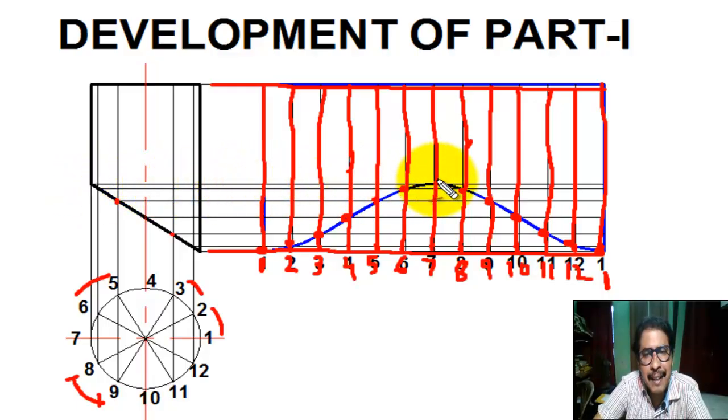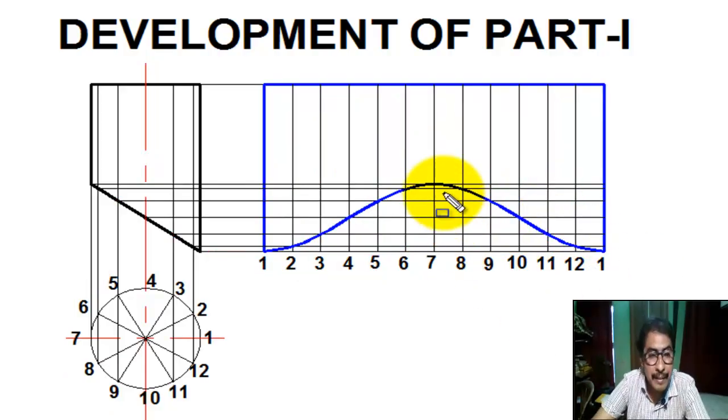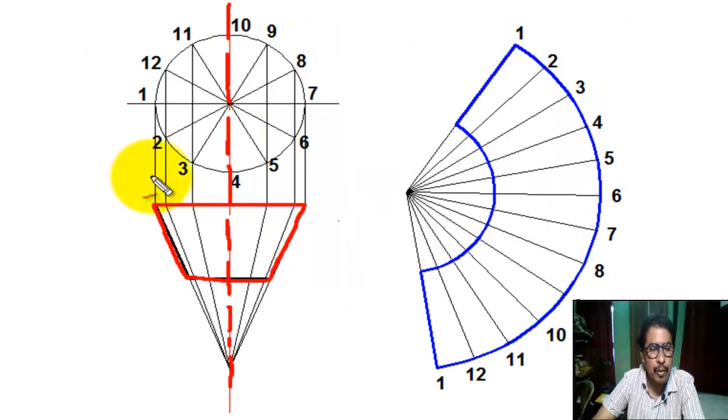From this point draw the parallel line. This is cut. Join this point. Join this point. This is the development of the first part, the cylindrical part. Okay.